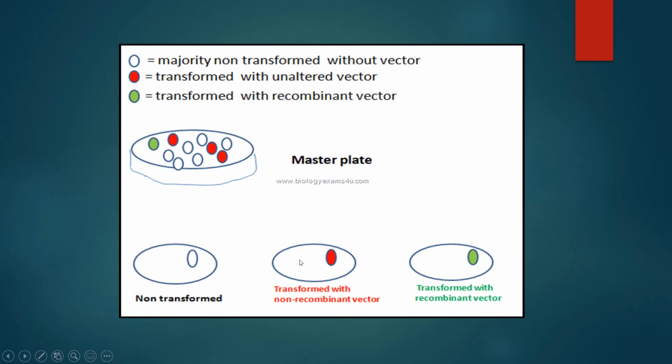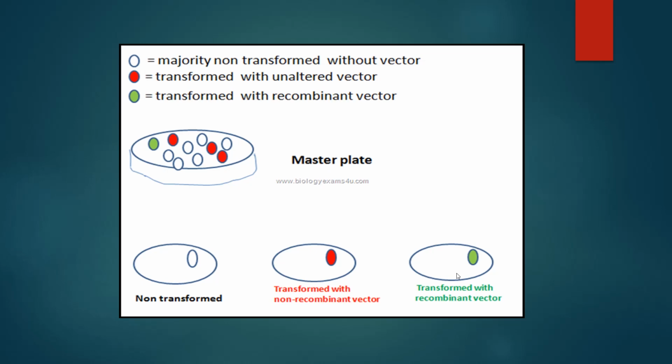This red colony indicates these are transformed with a non-recombinant vector. That means they are transformed but they do not contain any recombinant vectors. And the third one is transformed with a recombinant vector. That means these bacterial cells take up the exogenous material. That means desired gene containing vector molecules are introduced into the host cells.